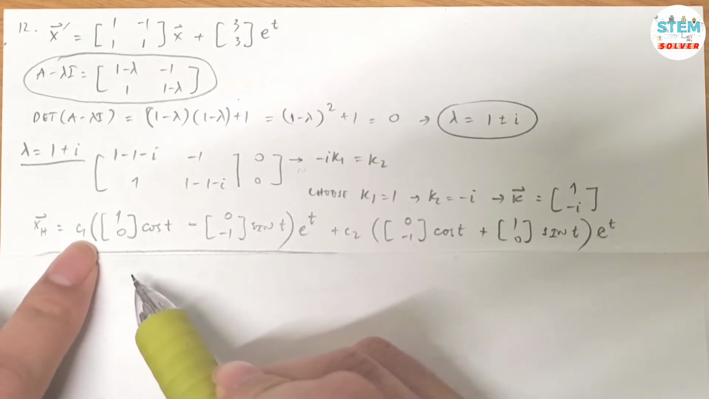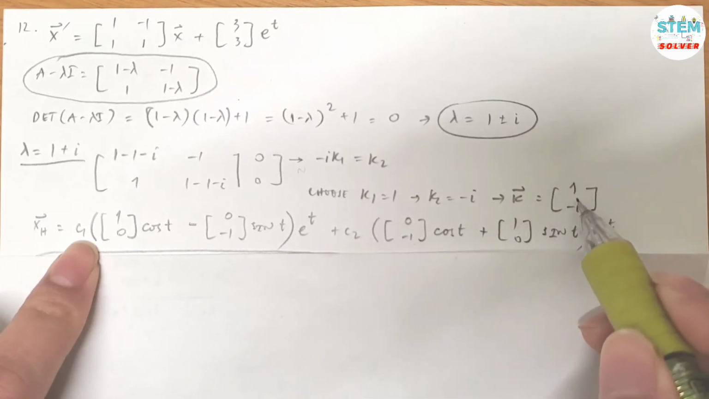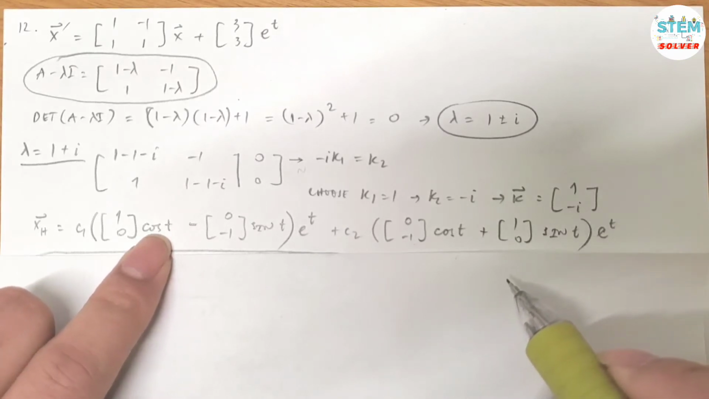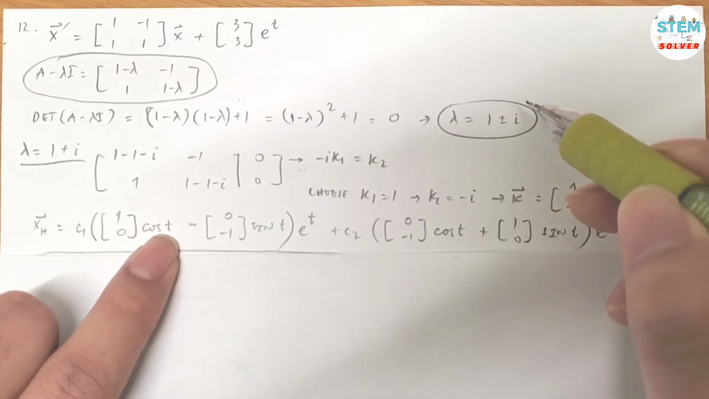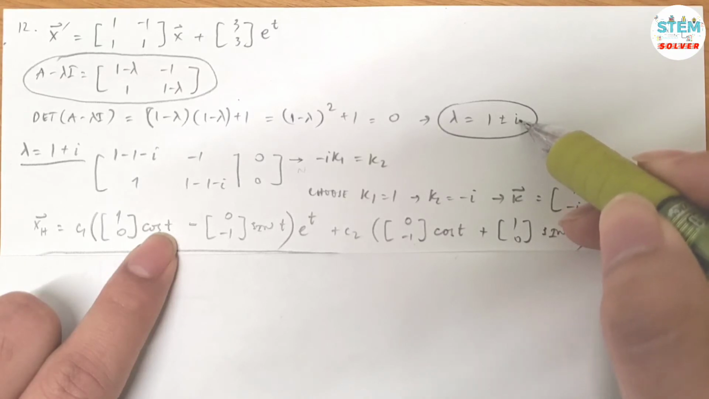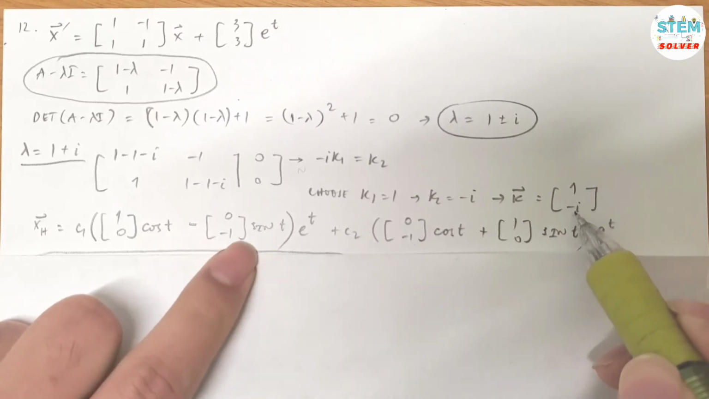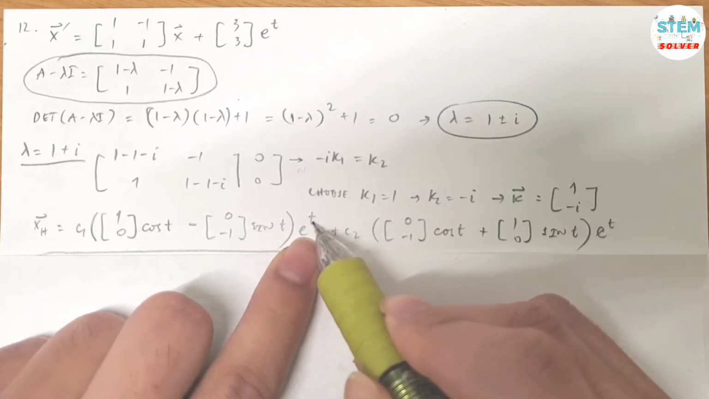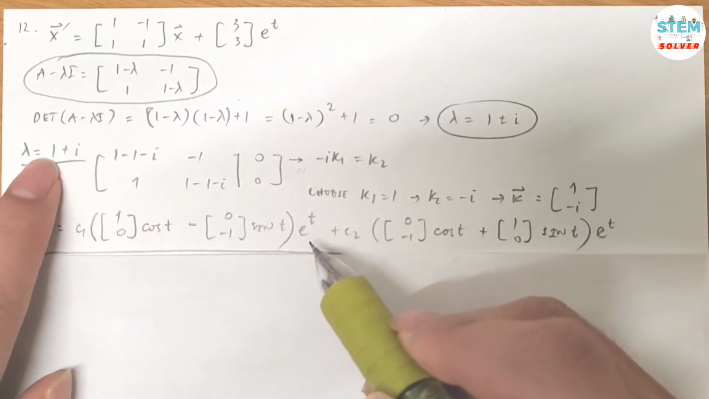So x of h equals c1 times the real part of vector k, which is (1, 0), times cosine t. This is cosine 1t, which comes from the imaginary part of lambda. And then minus the imaginary part of vector k, which is (0, negative 1), times sine t, all multiplied by e to the t. Why e to the t? Because there's e to the positive 1t, which comes from the real part of lambda.